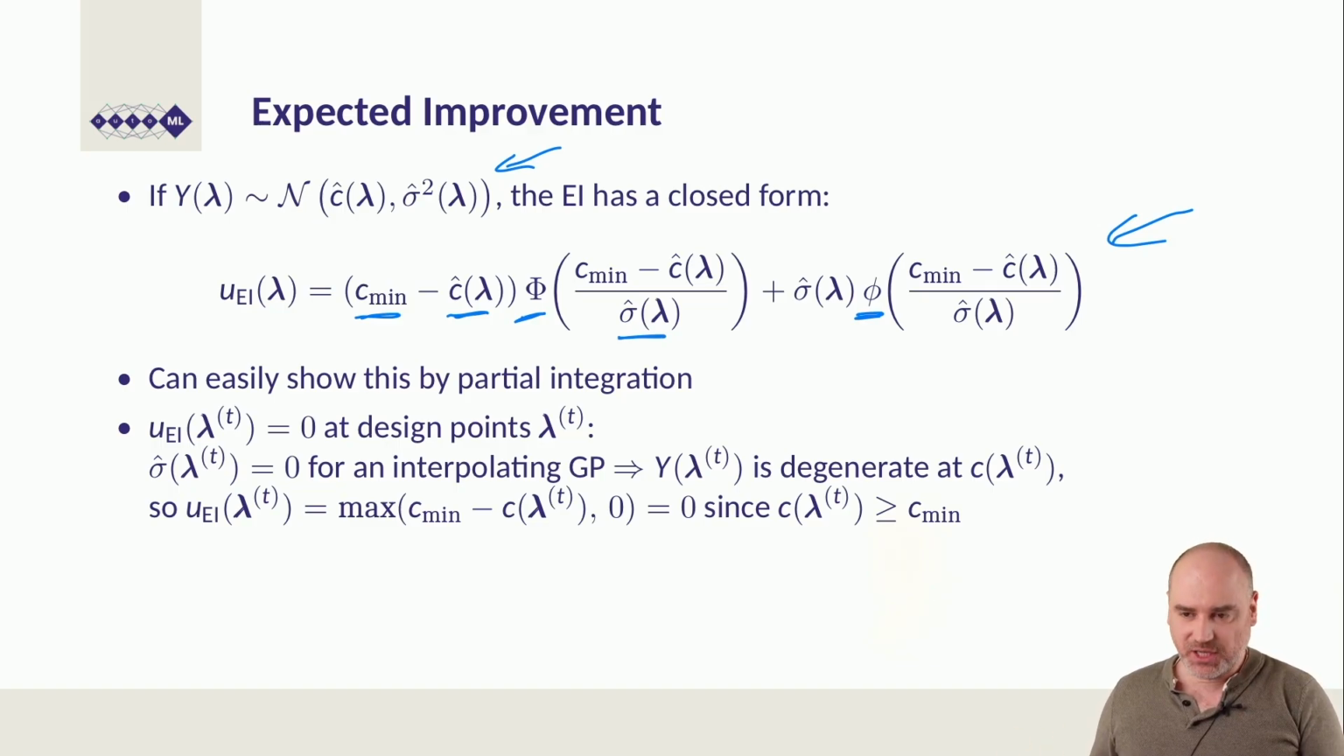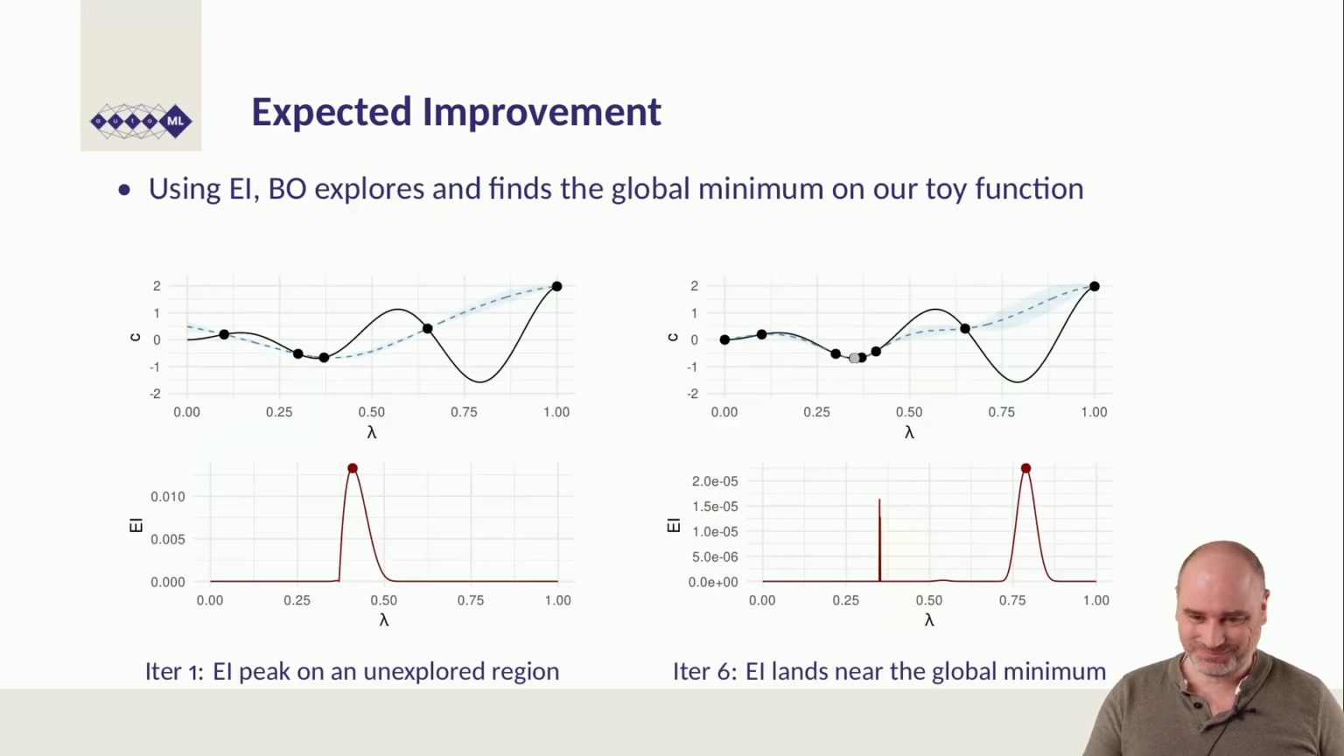And then you can show yourself that this is indeed true. And again, you can also reason a little bit about this and then show that for an interpolating GP at design points, this acquisition function value is also exactly 0. So we're never assuming that anything better happens by evaluating a point twice that we have already evaluated, which I guess for a noiseless scenario makes a lot of sense.